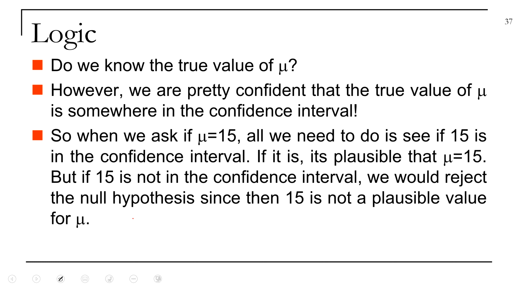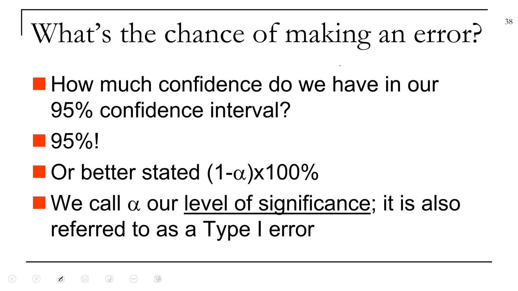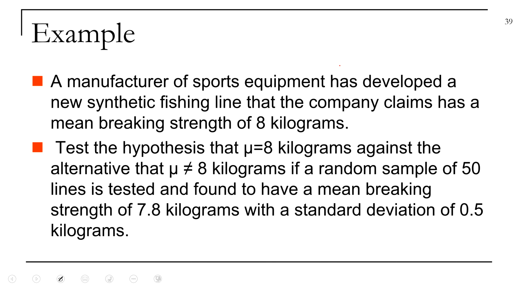What's the logic? Do we know the value of mu? No. We're pretty sure we know where it lies. We're pretty sure it lies in that confidence interval. So when we ask if mu equals 15, we just say, is 15 a plausible value? Is it in the interval? If it is, we fail to reject. If it's not in the interval, we would reject. What's the probability we make a mistake? Well, it's a 95% confidence interval. There's a 95% chance we're correct. So the probability we make a mistake is 1 minus that, 5%. That's called our level of significance, also referred to as the type 1 error.